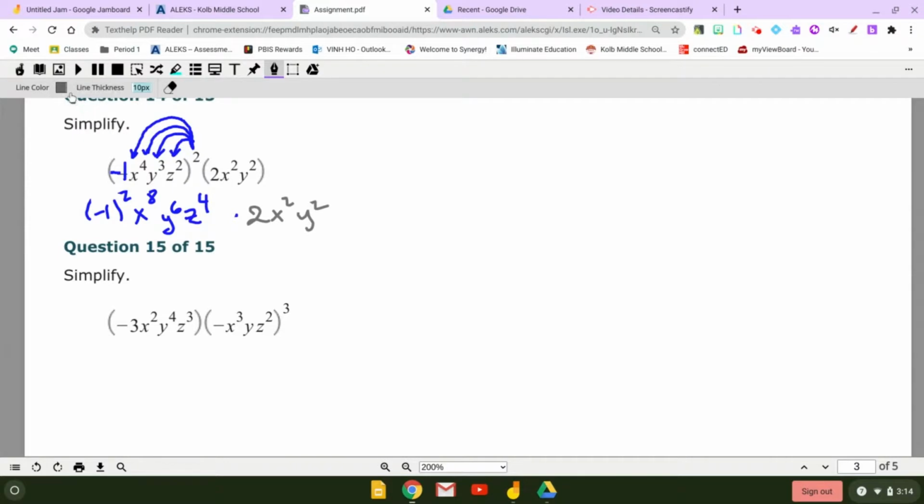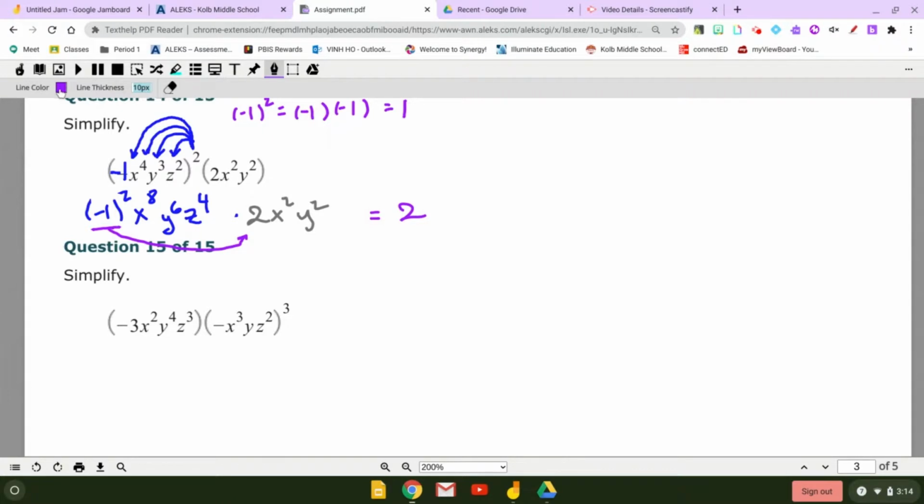All right, so now we're going to look at the number here, negative 1 to the second power, which means negative 1 times negative 1 is positive 1, right? Negative 1 to the second power is negative 1 times negative 1, which is positive 1, times 2 is going to be 2.